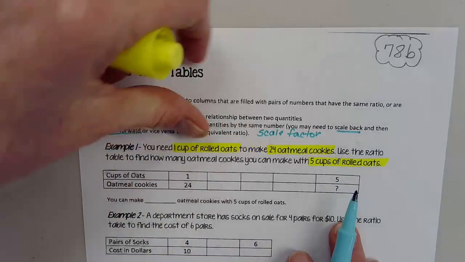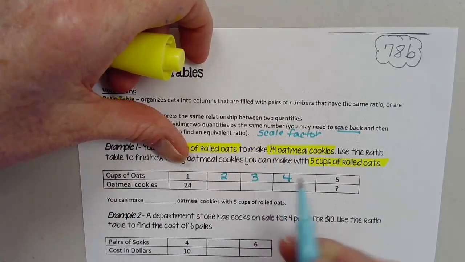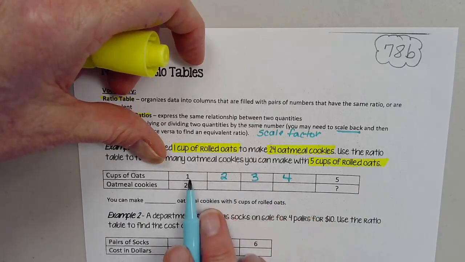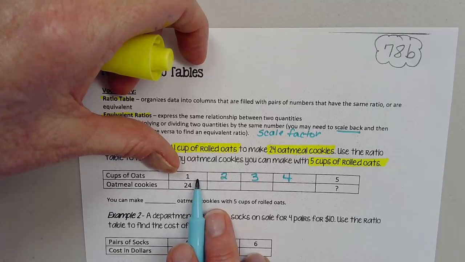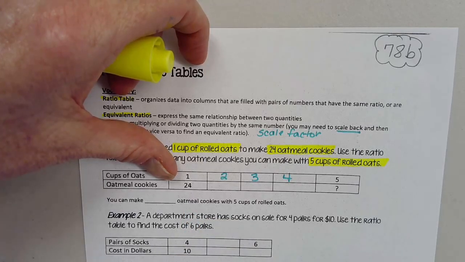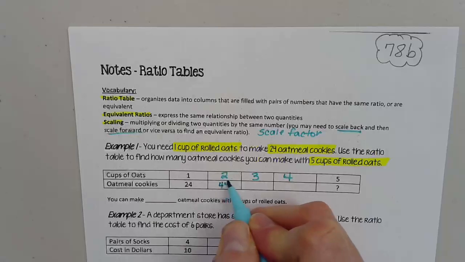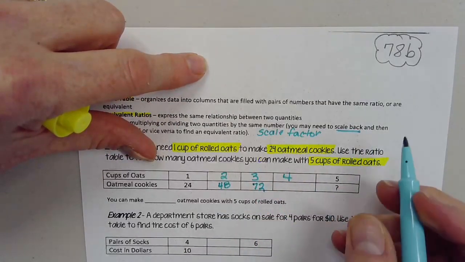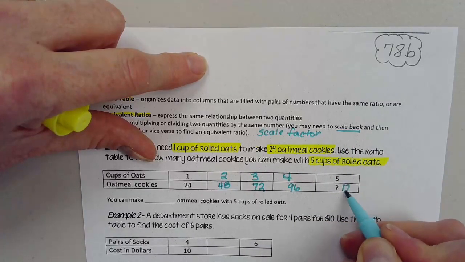But with this here, I can see there are 3 numbers missing. That would be 2, 3, and 4. And I can see that my cups are going up by 1 to 2 to 3 to 4 to 5. I'm adding 1 every time. But if I double the recipe, then I'm going to double the amount of oatmeal cookies that are made. So with 2 cups of oats, I would get 48 cookies. I could add 24 to this as well and get 72. And then add 24 more to get 96. And then 24 more would give me 120.